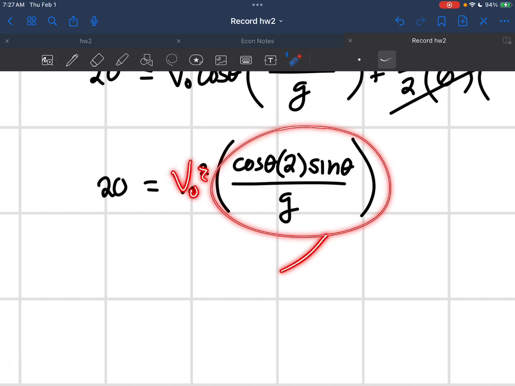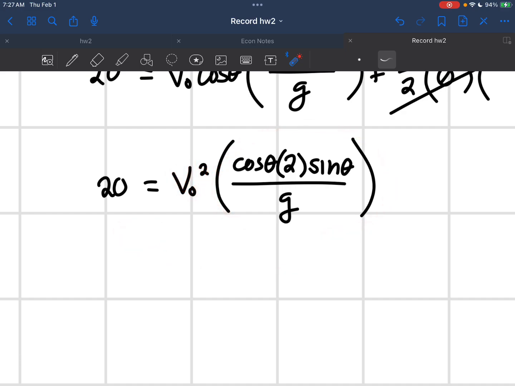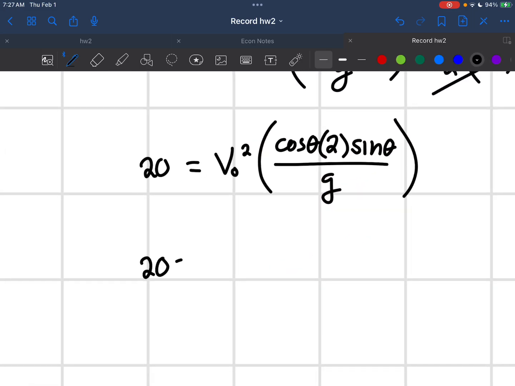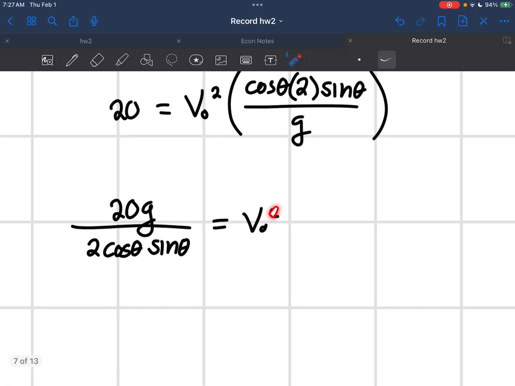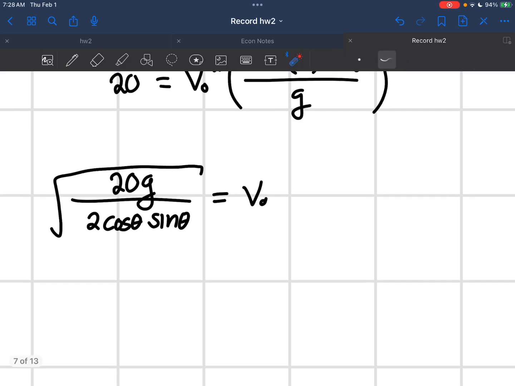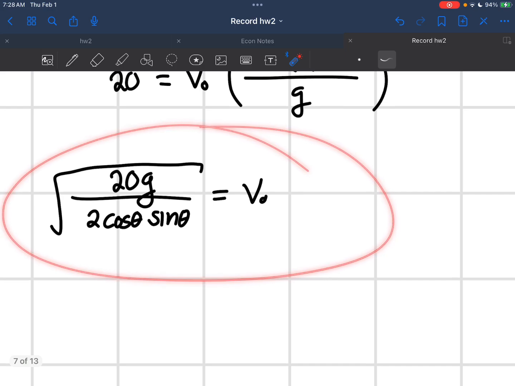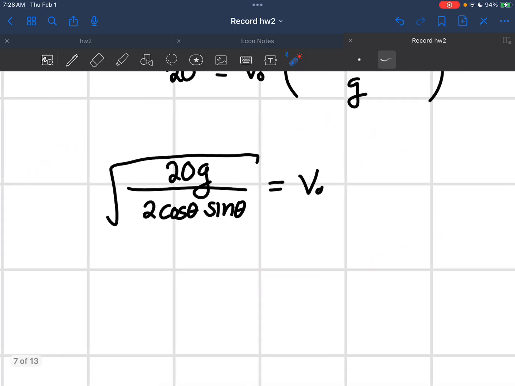I can take this whole thing and divide it to the other side, which again will just be like multiplying by g and dividing by all of this. So it'll be 20 times g over 2 cosine theta sine theta equals v naught squared. And then I just have to get rid of that squared. So I'm going to take the square root of both sides of my equation. So here is my expression for v naught.